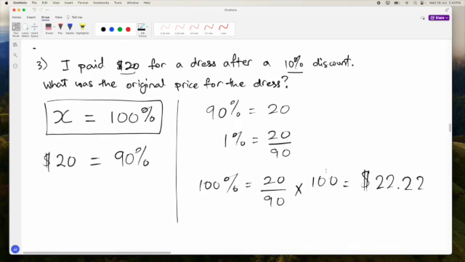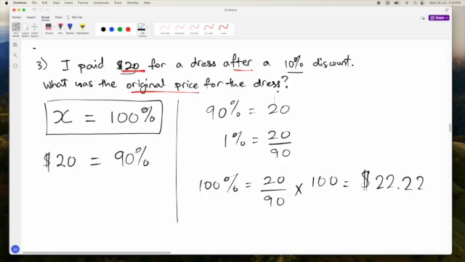Now this is in the class here, this one causal, it pause a little bit. And remember what I told you, you have to decide, or you have to make sure you know what represents 100%, right? So I paid $20 for a dress after a 10% discount. What was the original price for the dress?